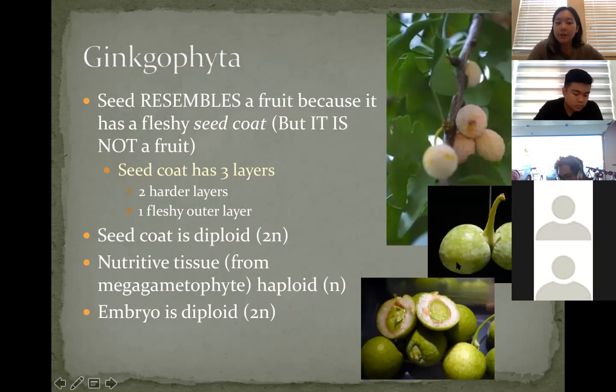And their seed coat actually has 3 layers, 2 hard layers to the inside of that really fleshy outer layer. But just like all seeds within the conifers, they have 3 different generations. They have their diploid seed coat, which remember comes from the integument of the ovule. That's essentially to provide protection for the seed. And then they have their haploid female gametophyte, which acts as the nutritive tissue for the diploid embryo. And the diploid embryo is typically going to be in the center.